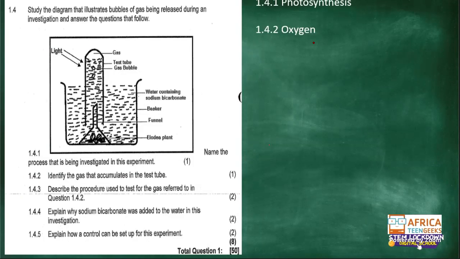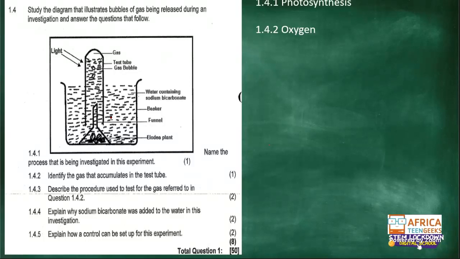That gas would be oxygen, because during the process of photosynthesis, oxygen is released. But where is it coming from? Where is this oxygen coming from? What is used here to extract this oxygen? What compound is used here?